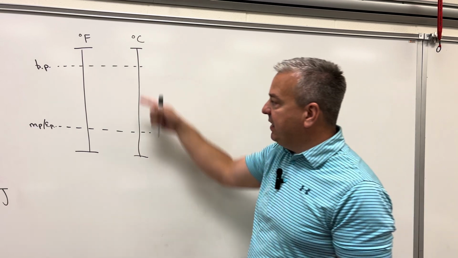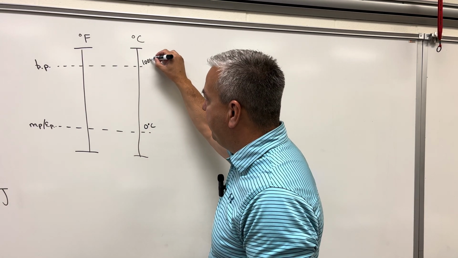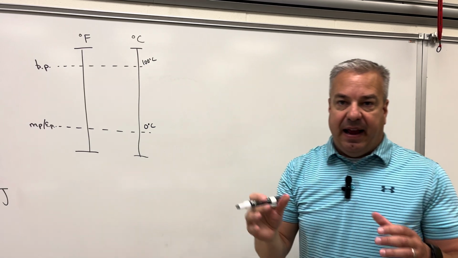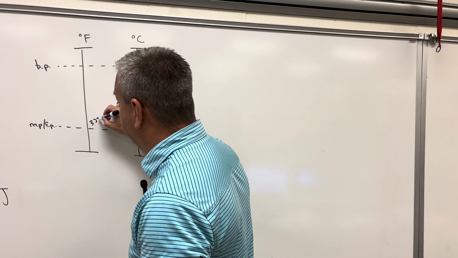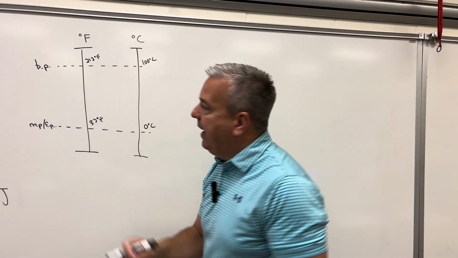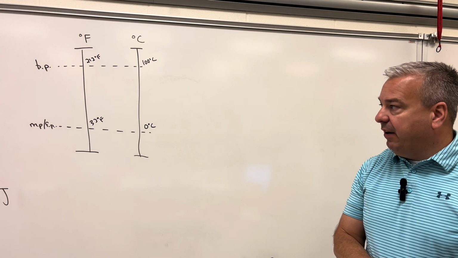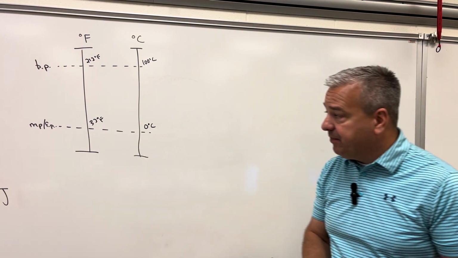So in degrees Celsius, those numbers are 0 degrees Celsius and 100 degrees Celsius. And for Fahrenheit, it's 32 degrees Celsius, I'm sorry, 32 degrees Fahrenheit and 212 degrees Fahrenheit for the melting point and boiling point, respectively.